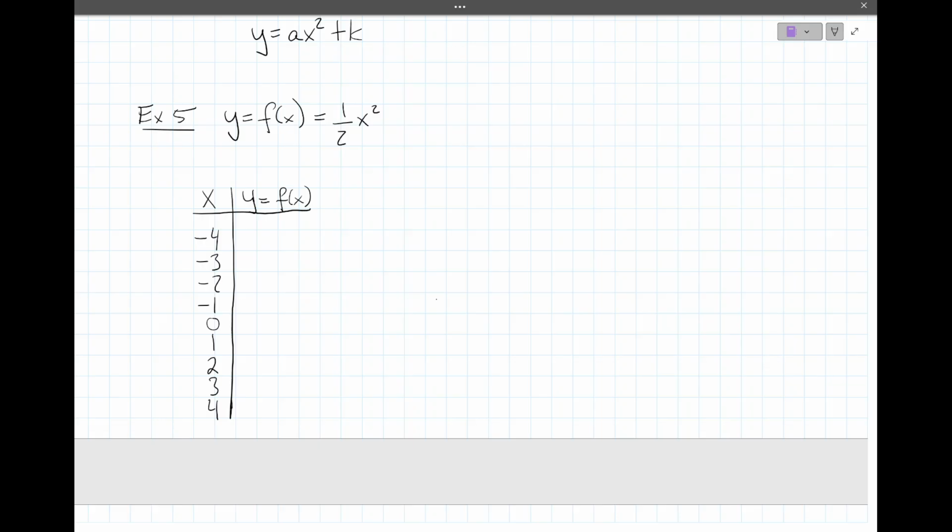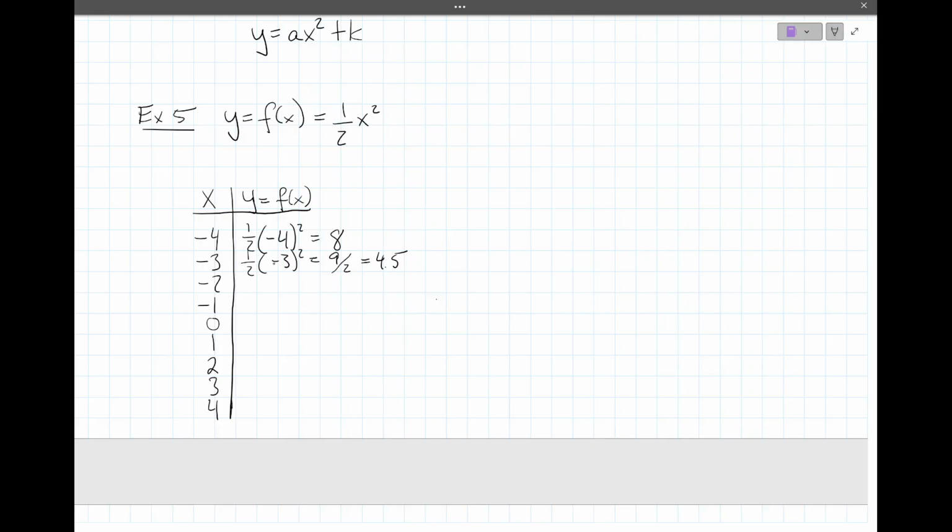And this f of x here is 1/2 x squared, so this will be 1/2 negative 4 squared. Well, negative 4 squared is 16. 16 divided by 2 is 8. This will be 1/2 negative 3 squared. So that's 9/2. And that's equal to 4.5. So I'm just going to use the fractions, but you can find 0.5s, you can find the mix.